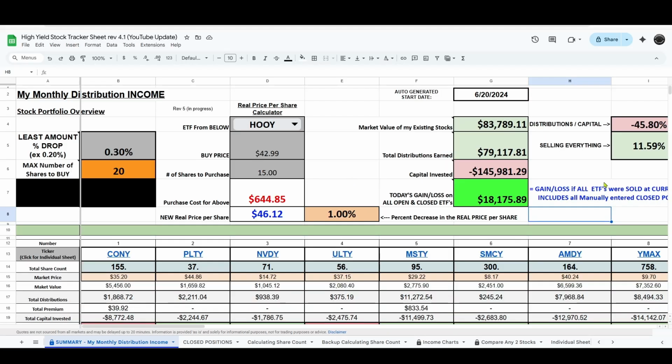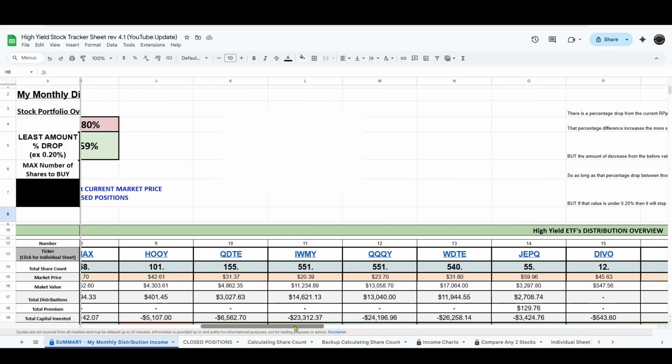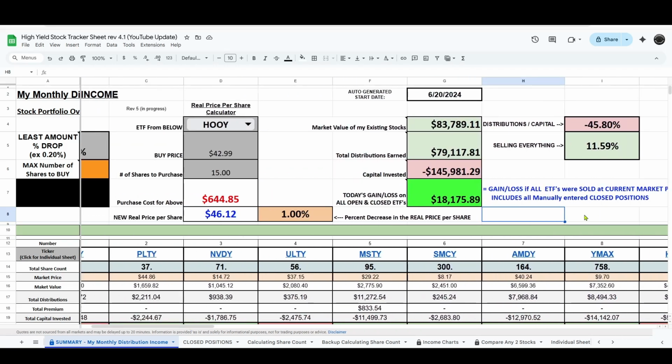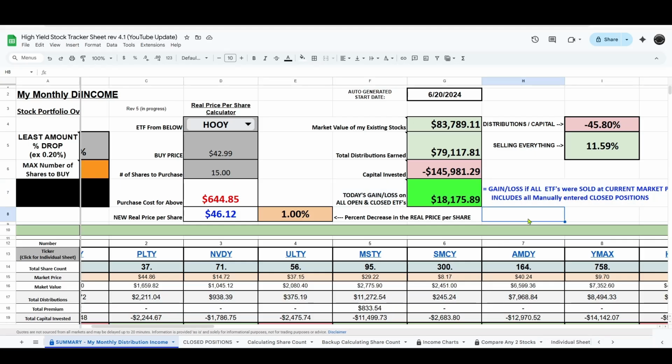So also on this sheet, it does calculate how much you would make if you were to sell out of all your ETFs. And in my case, I have a total of 15 ETFs in this stock tracker sheet. If I were to sell out of all of them, and also including what I have made on the ones I sold out previously, I will make a total of $18,175. So currently, I am green in the play. If I consider all of these ETFs as one big play, then if I sold them all today at the current market price, I would make a little over $18,000.